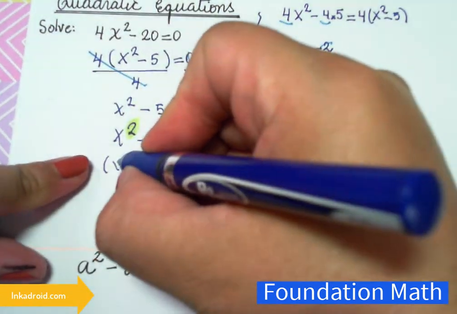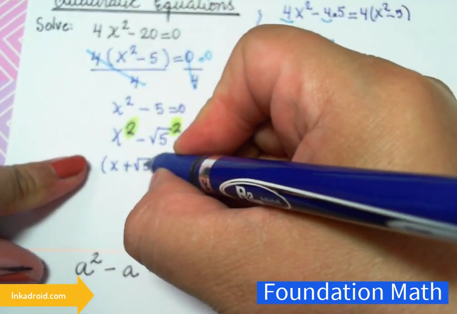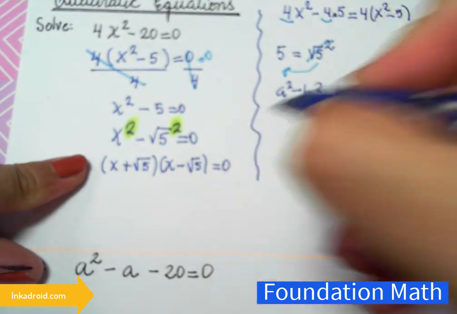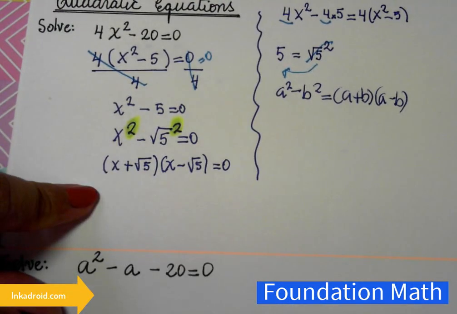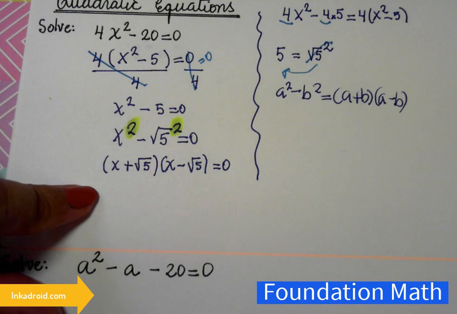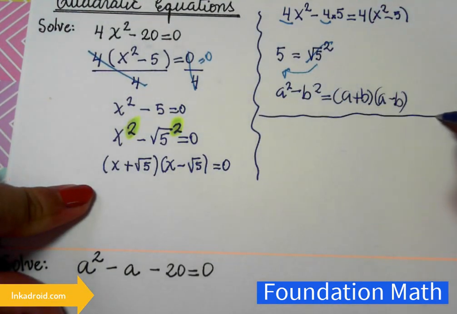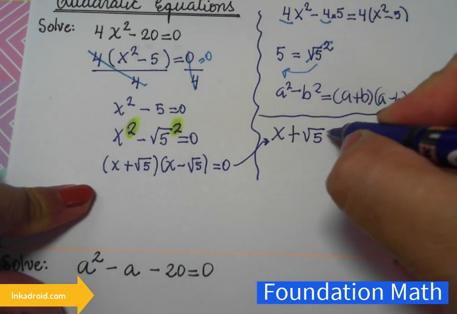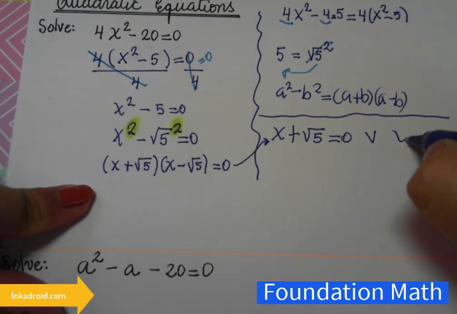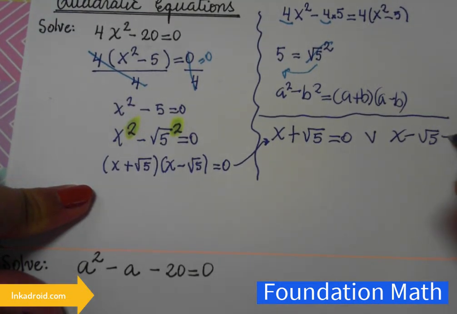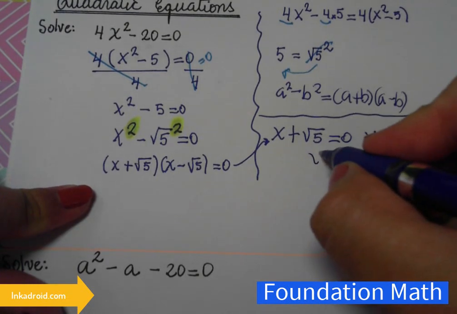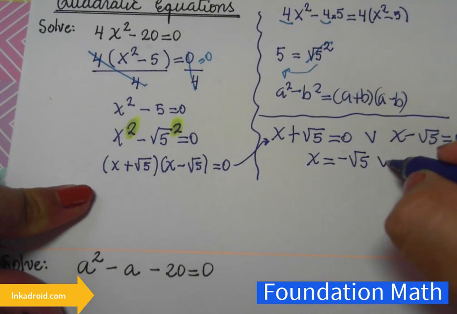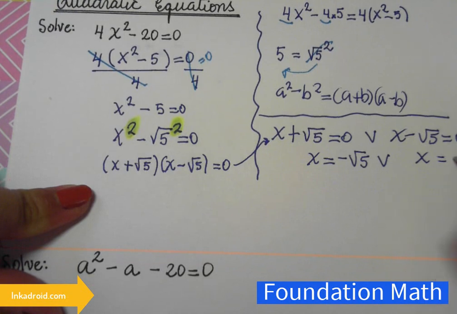So who is a? x. Who is b? Root of 5. So we have x plus root of 5 times x minus root of 5 equal 0. When you have two factors, every factor should be equal to 0. So the first factor is x plus square root of 5 equal to 0, or the second factor is x minus square root of 5 equal to 0. So x should be negative square root of 5, because this is plus, and where you have negative, you write positive.